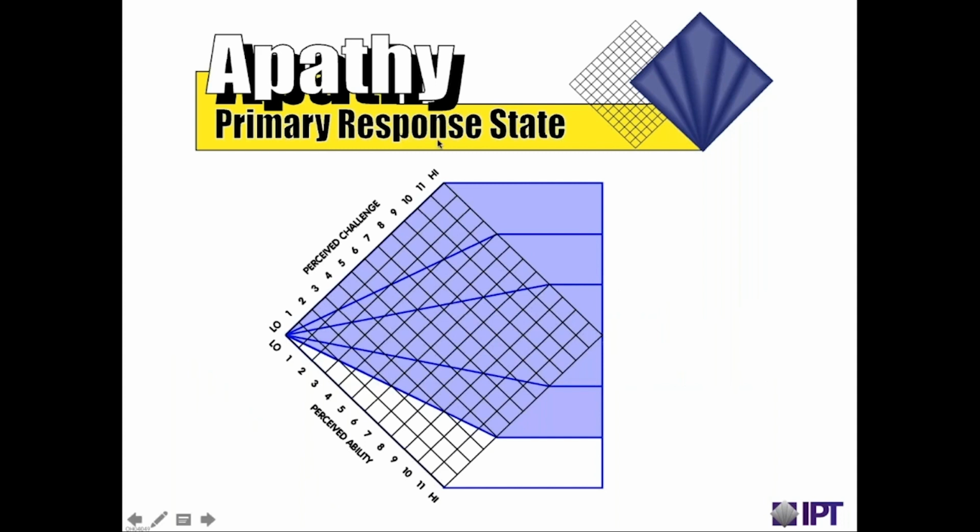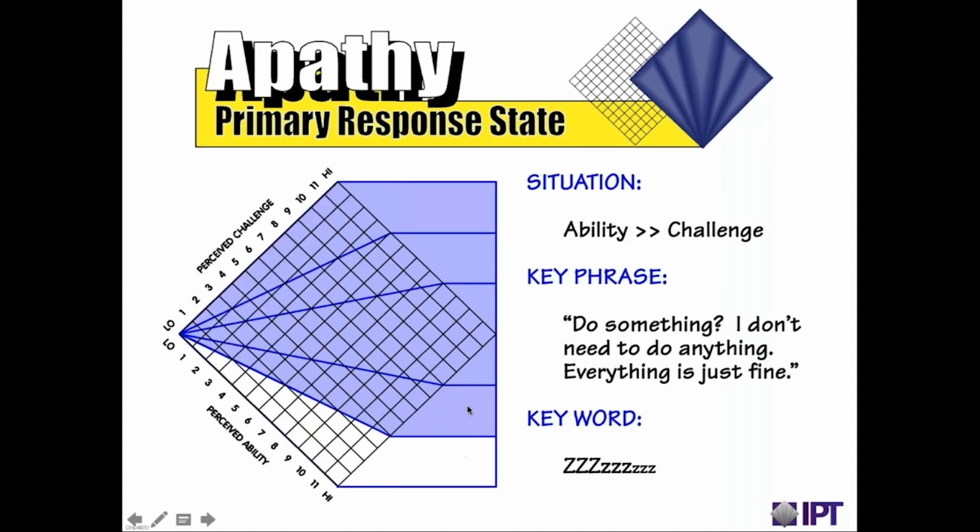The last of the primary response states is apathy. Now we talked about stress way up at the top. We talked about power, the big meaty one in the middle. Now we're going to talk about apathy, the wedge at the bottom. Now again, looking at the perceptions, in order to end up in apathy, you have to be in a situation where you perceive your level of ability as being far greater than the level of challenge requires.